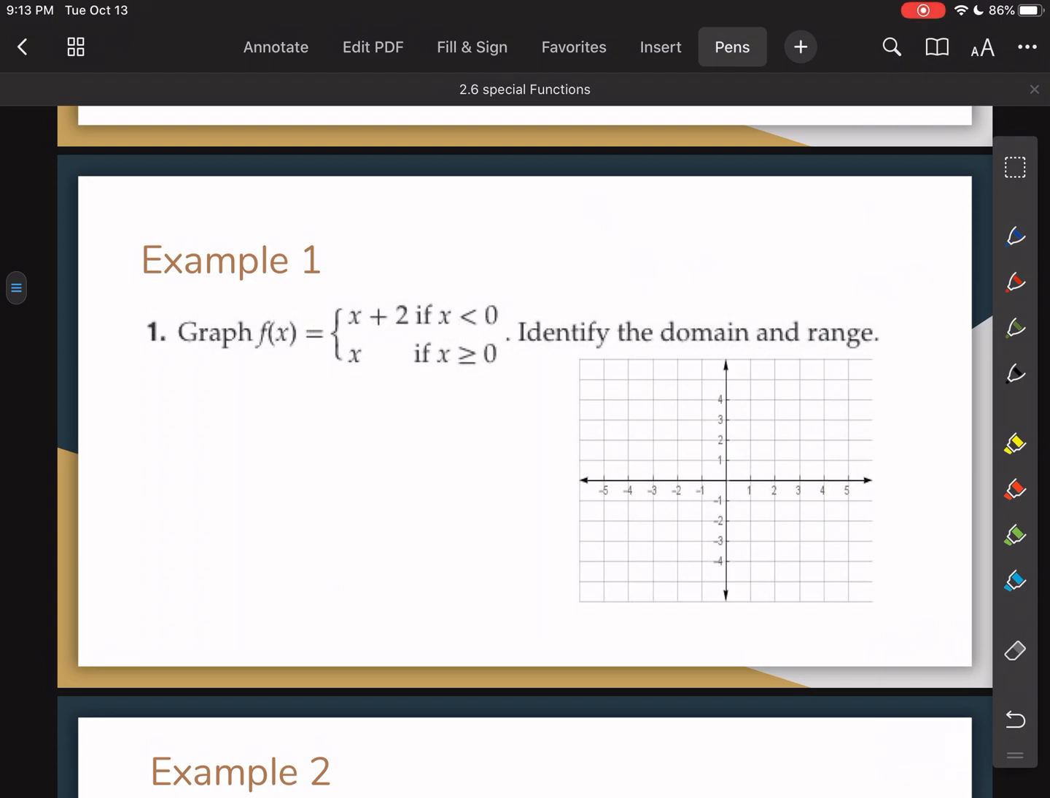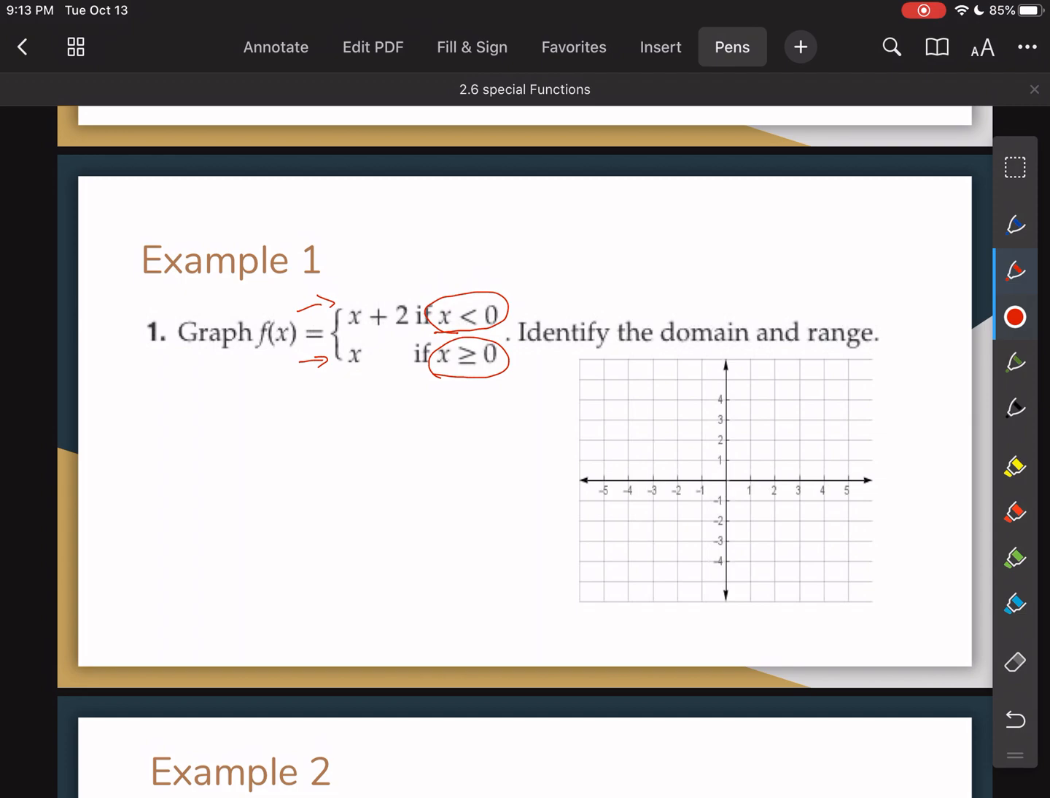So for example 1, it says graph the function f of x equals, and then notice. Okay guys, let me just make sure this is clear to everyone. You're going to graph two different things. We're going to graph x plus 2 when the x values are less than 0. And then we're going to graph x if the x values are greater than or equal to 0.